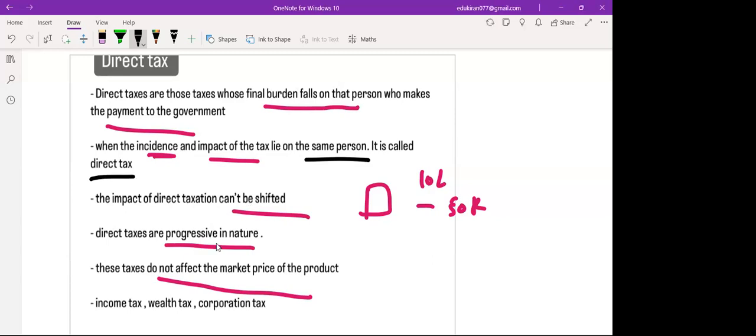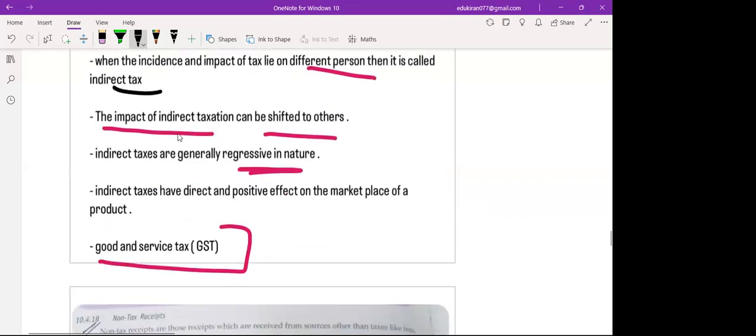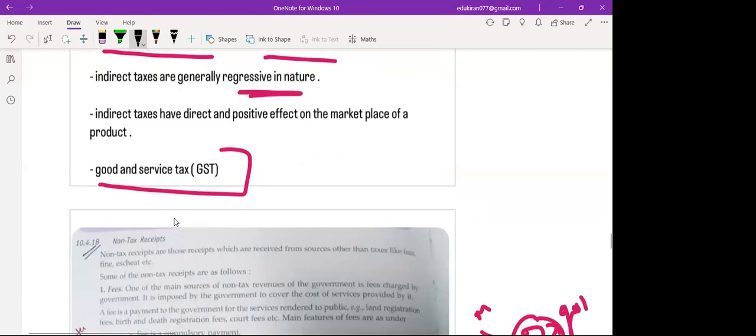And they are progressive in nature. These taxes do not affect the market price of the product. Income tax, wealth tax, corporation tax are examples of direct tax. Then indirect tax. Indirect taxes are those taxes which are paid to the government by one person, but their burden is borne by another person. When the incidence and impact of the tax lie on different persons, it is called indirect tax. The impact of indirect taxation can be shifted to others. Indirect taxes are generally regressive in nature. Indirect taxes have a direct and positive effect on the market price of the product. Example, goods and service tax. Clear? Yeah, ma'am. Okay.